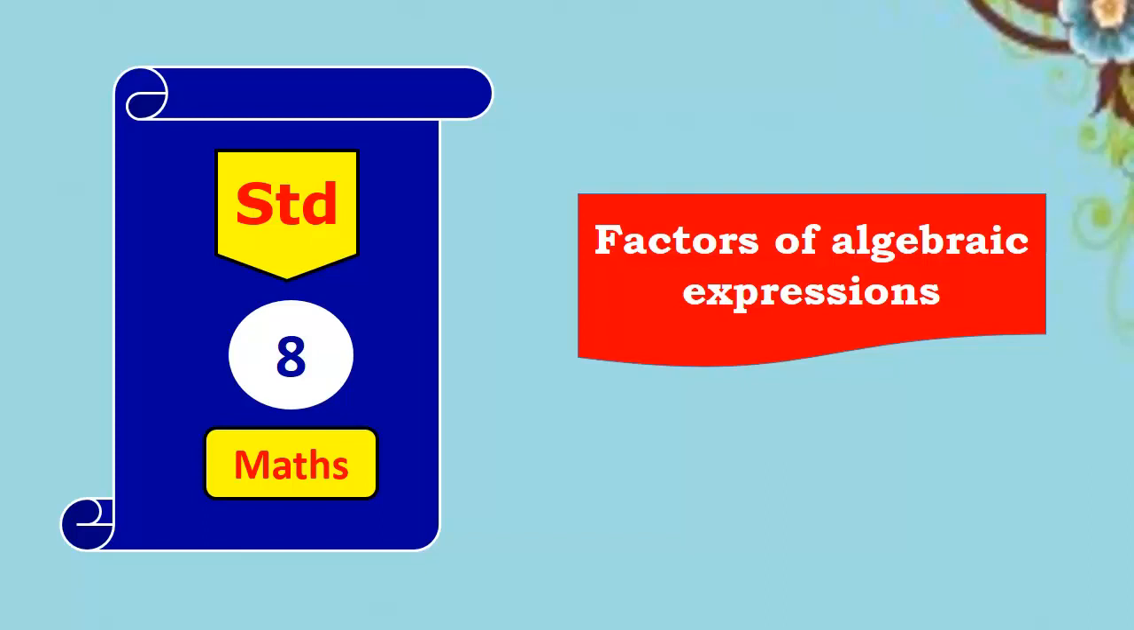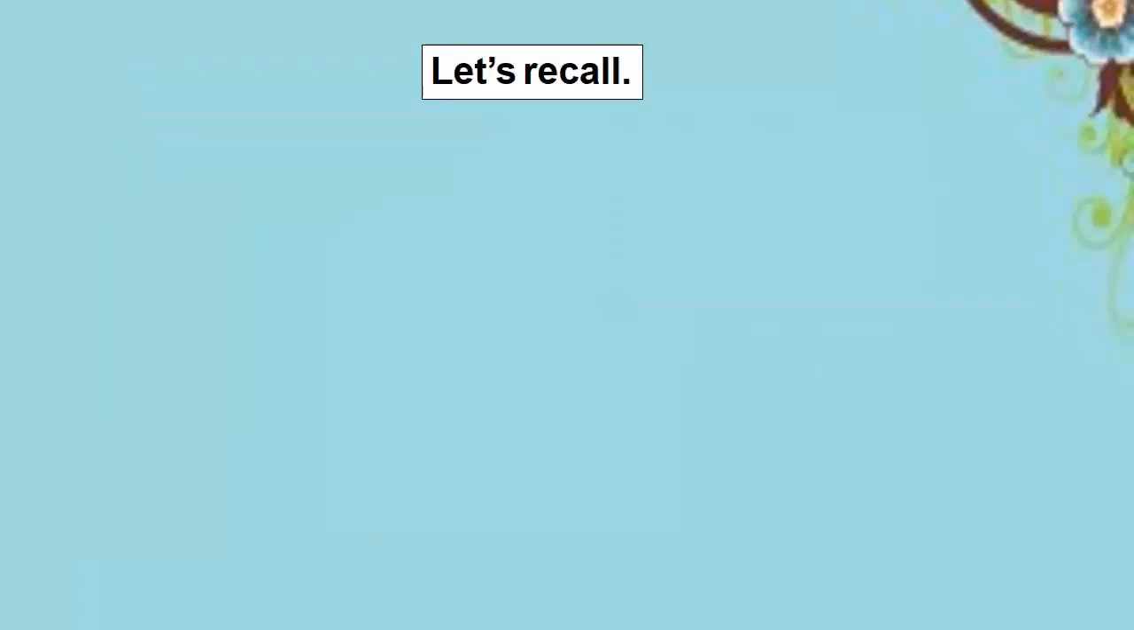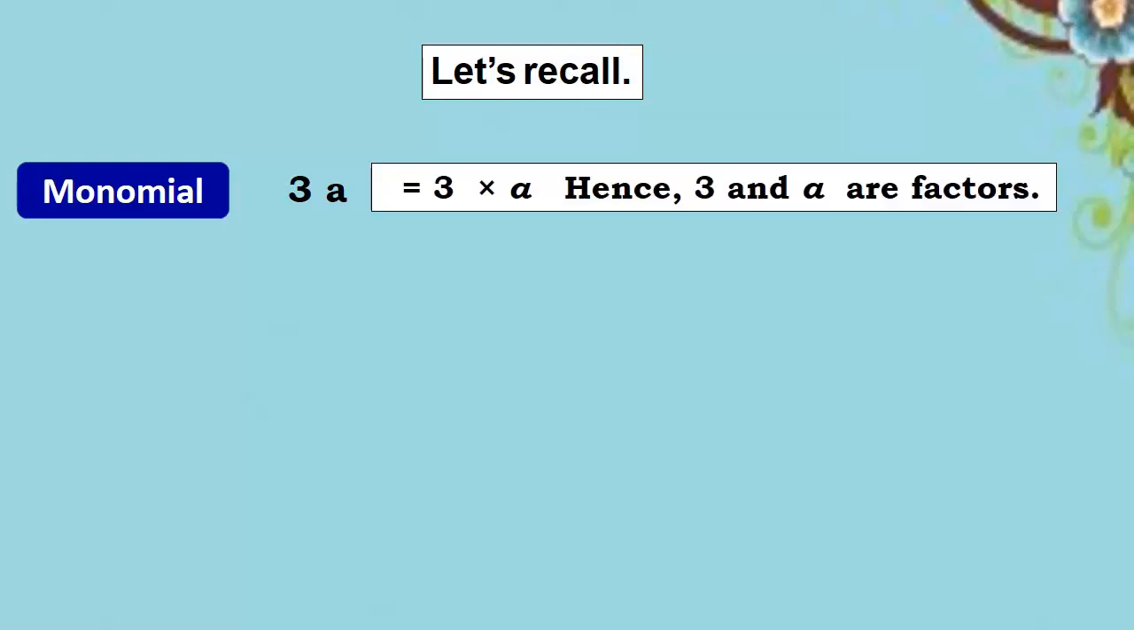So today, Standard 8 Mathematics. Topic is Factors of Algebraic Expressions. Let's recall. You have learned about monomial. Mono means 1. So what is monomial? For example, 3a. Now, how is it formed? By multiplying 3 into a. Hence, 3 and a are factors of the monomial.